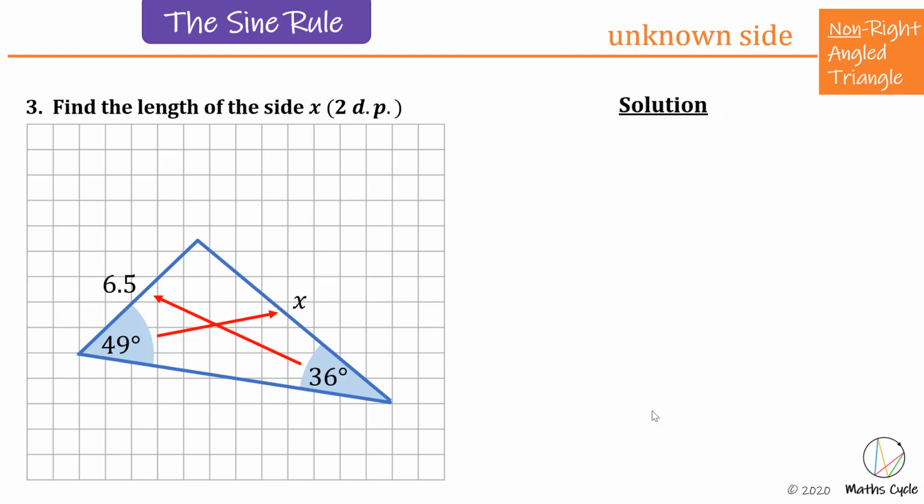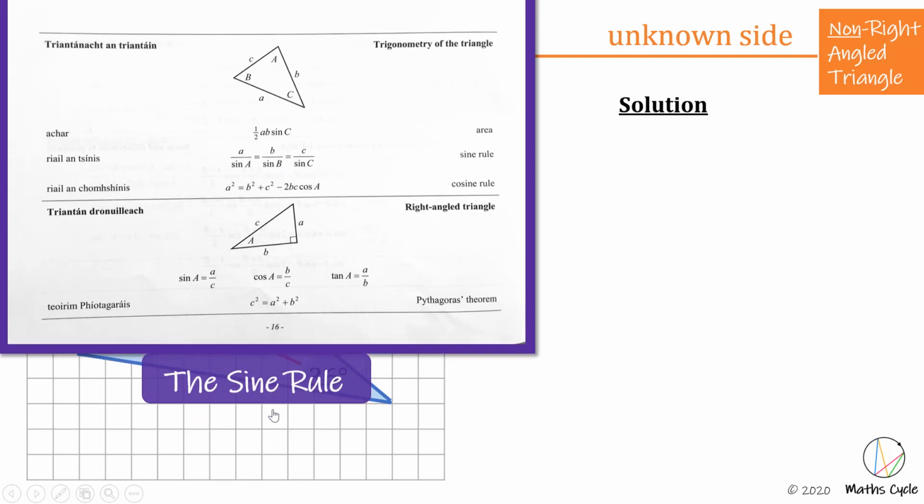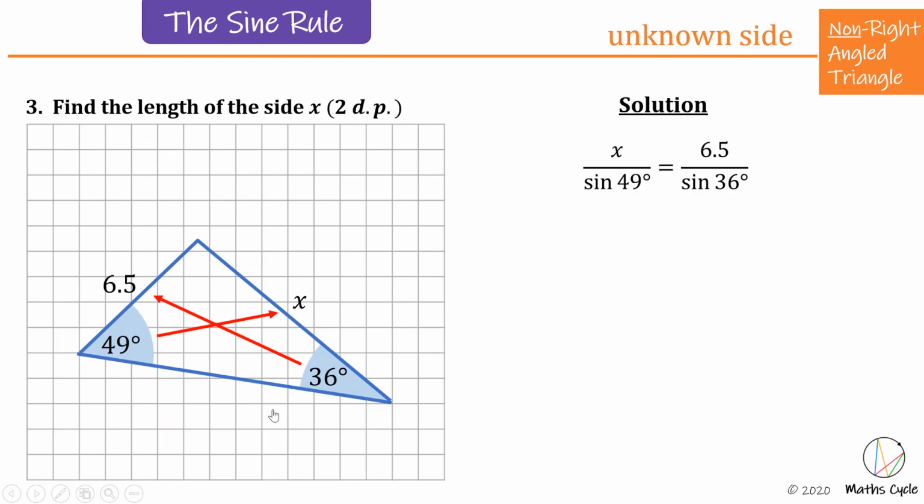So check the sine rule in your log tables. Okay, and it reminds us that the sine rule is that it's the side over the sine of the angle equals the side over the sine of the angle. So use that to build my solution. So I've X over the sine of 49 degrees equals 6.5 over the sine of 36 degrees. So cross multiply. So we've X multiplied by sine of 36 degrees equals 6.5 multiplied by the sine of 49 degrees. Use our balancing method to finish our solution.